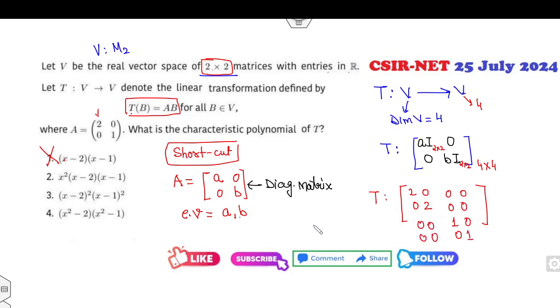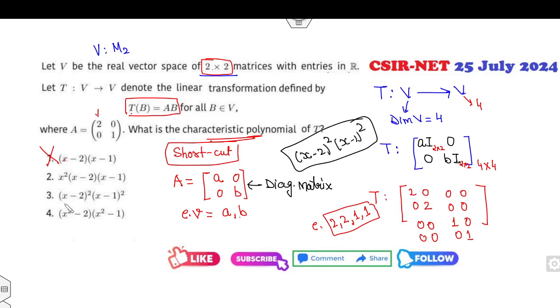Fine. Now what are the eigenvalues of this? The eigenvalues are 2, 2, 1 and 1. Is it fine? Now can you write the characteristic polynomial? So the characteristic polynomial will be (x minus 2) whole square, (x minus 1) whole square. So the right answer of this problem is C, which is my correct answer.